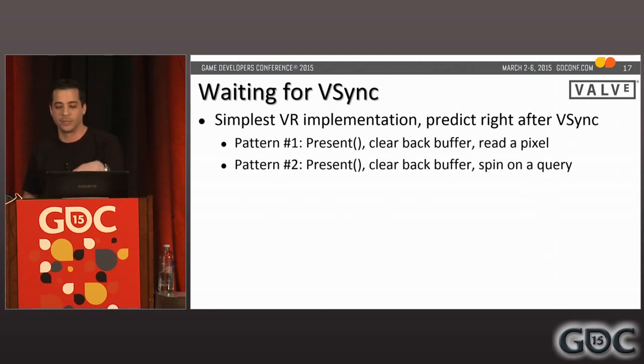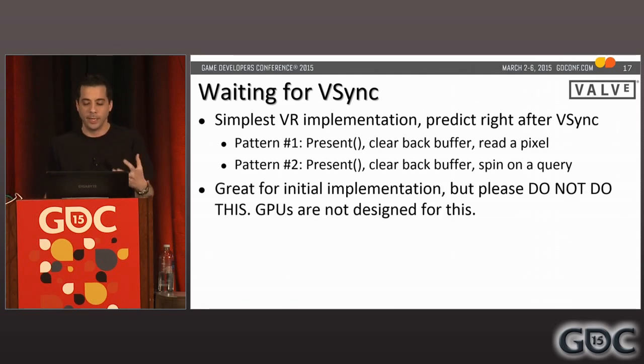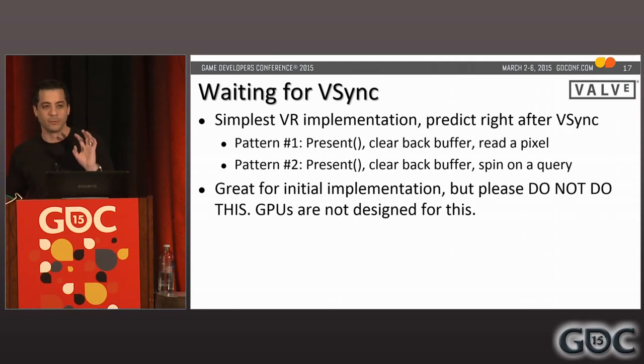Another way to do it is, instead of reading a pixel, you can spin on a query, right? You can present, clear the back buffer, inject a query, and spin on it. It's great for initial implementation. We keep this in the engine because it's a great thing to go back to just to vet latency issues, because it's a rock solid way to do it. But don't do this in a shipping product. It's really bad. GPUs are really not designed for this.